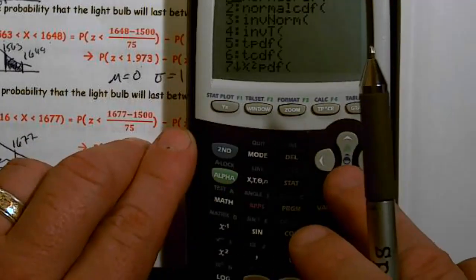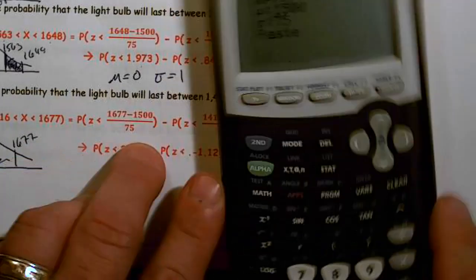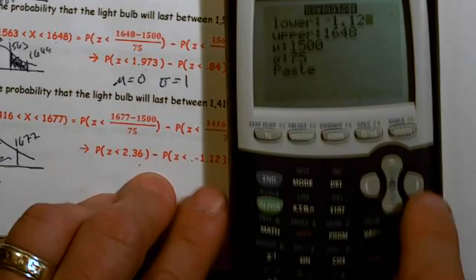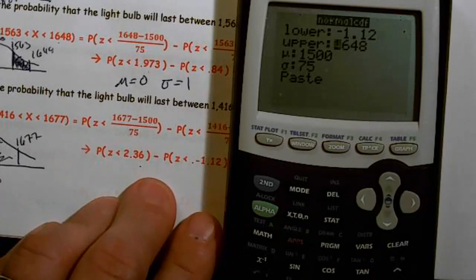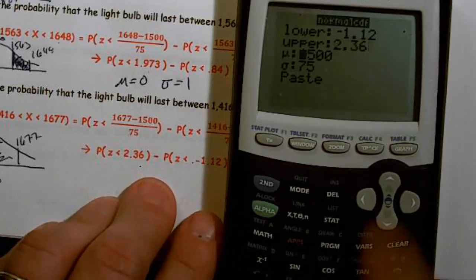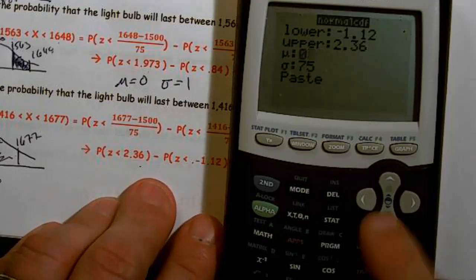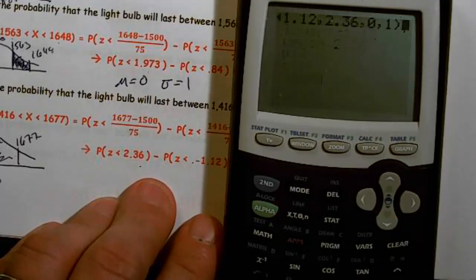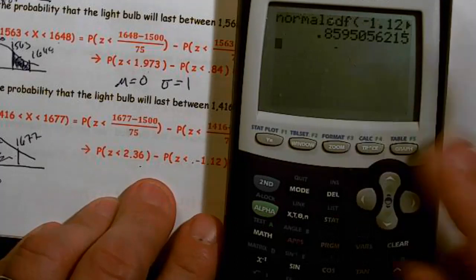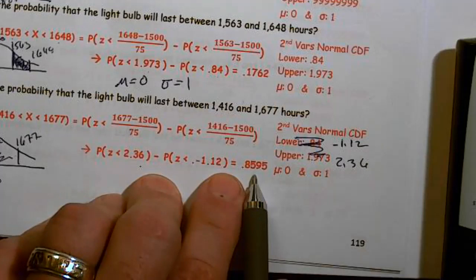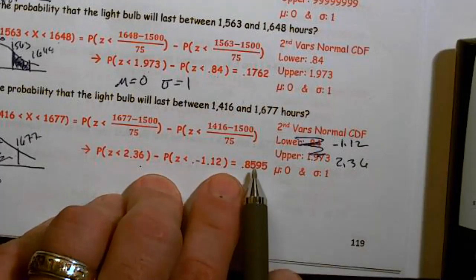Mean of 0, standard deviation of 1 because it's a z-score. Second vars, normal CDF, negative 1.12, upper bound 2.36, mean of 0 and standard deviation of 1. And I end up getting 0.8595, or 86% of the scores are between these values.